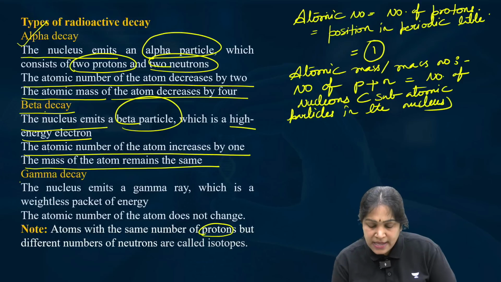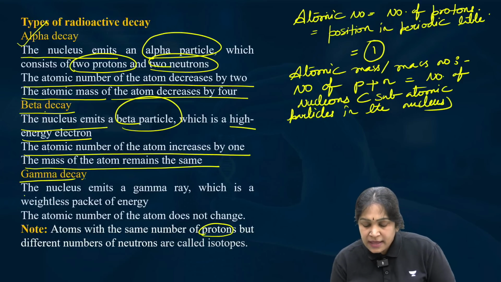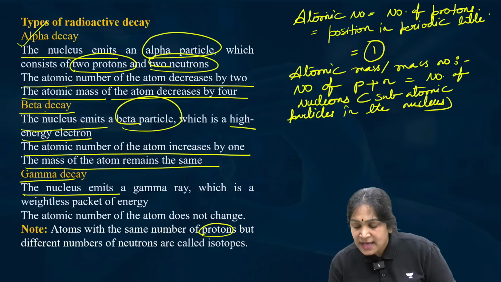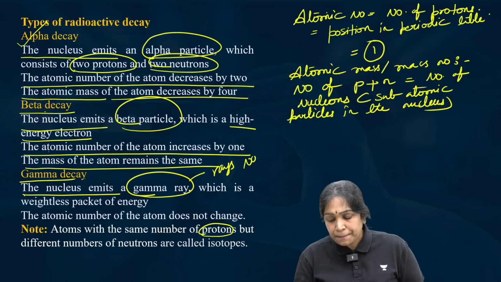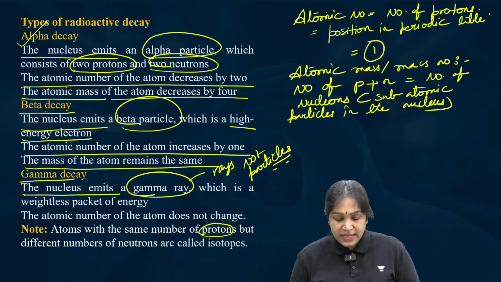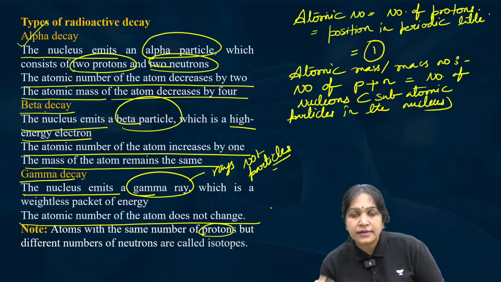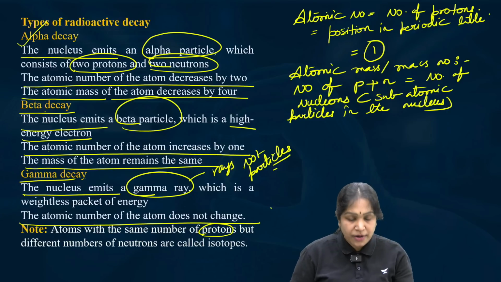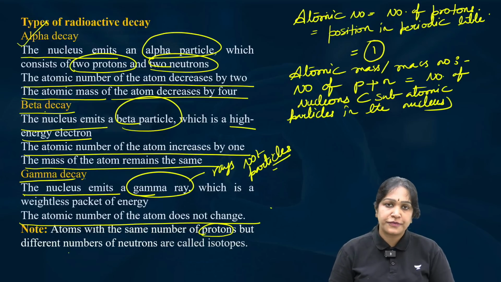Okay, next one is gamma decay. Right, the next one is gamma decay. Here what happens? The nucleus emits gamma rays, not particles, rays but not particles. Is it clear? Means there is no change in the atomic number of the atom. The atomic number of the atom does not change. Okay, next. So these are the different types of decay.